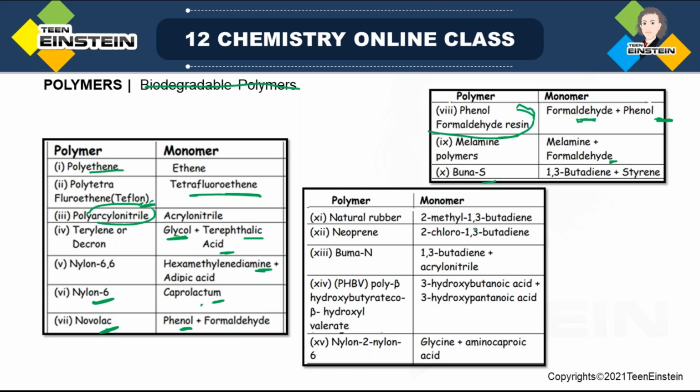Natural rubber, 2-methyl-1,3-butadiene. Sometimes it is also called isoprene. Then the polymer neoprene, starting monomer is 2-chloro-1,3-butadiene. It is also known as chloroprene. Chloroprene monomer, neoprene polymer. Buna-N, 1,3-butadiene. So it is the same as Buna-S, the only difference is the first monomer is the same. The second monomer is styrene there, here it is acrylonitrile. Then PHBV we have seen, which has a specific property that the monomer has a chiral center. Another biodegradable polymer, glycine and aminocaproic acid.